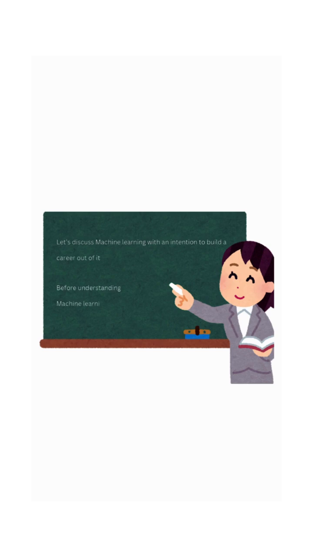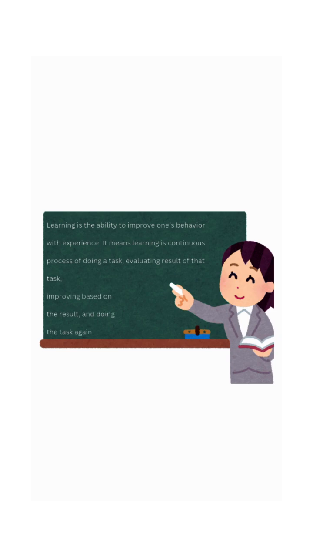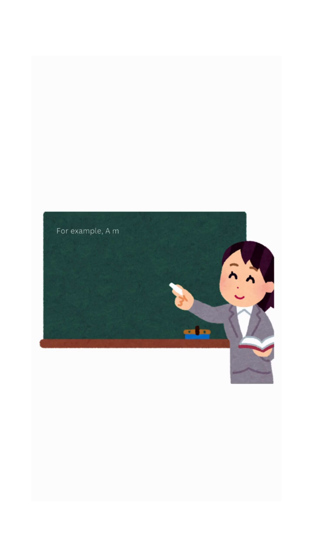Before understanding machine learning, we should answer what is learning. Learning is the ability to improve one's behavior with experience. It means learning is a continuous process of doing a task, evaluating the result of that task, improving based on the result, and doing the task again in a better and more efficient way. For example, a marathon runner runs for a couple of miles, evaluates his performance, works on his performance and runs again.